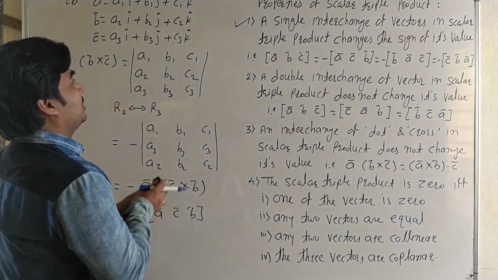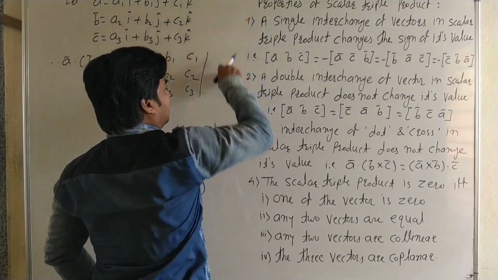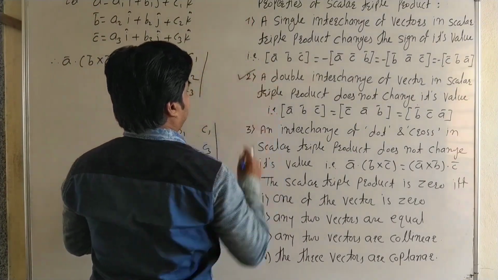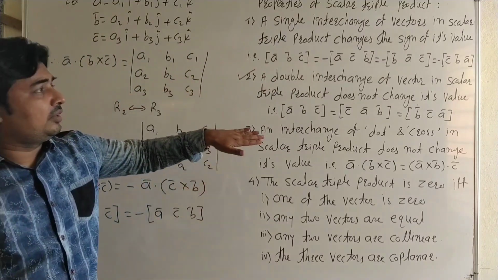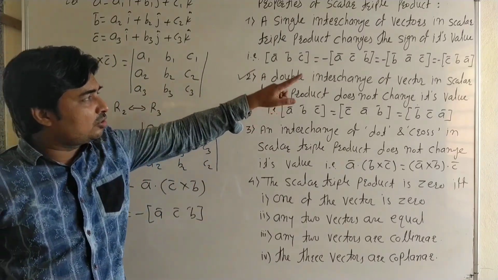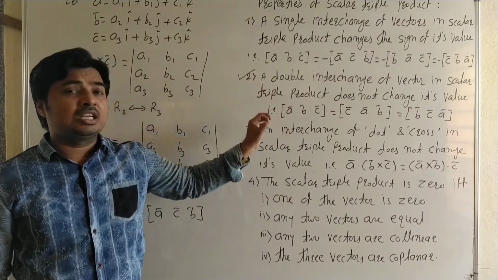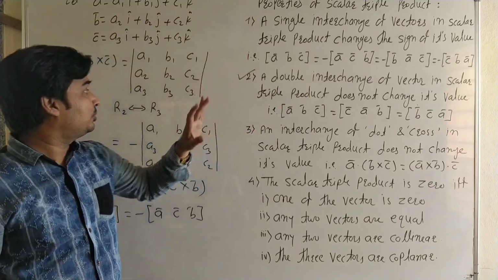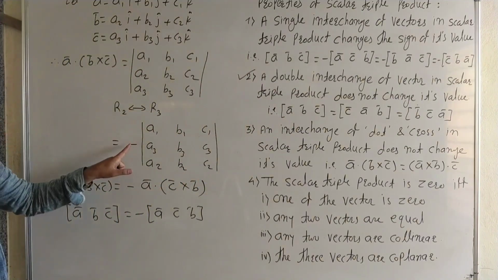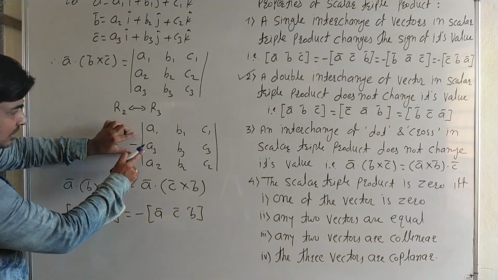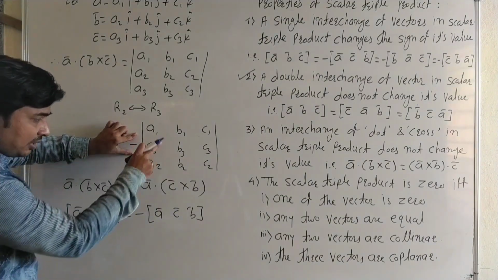Now the second property: a double interchange of vectors in a scalar triple product does not change its value. See carefully, a single interchange gives a minus, and a double interchange means we interchange again in this determinant.